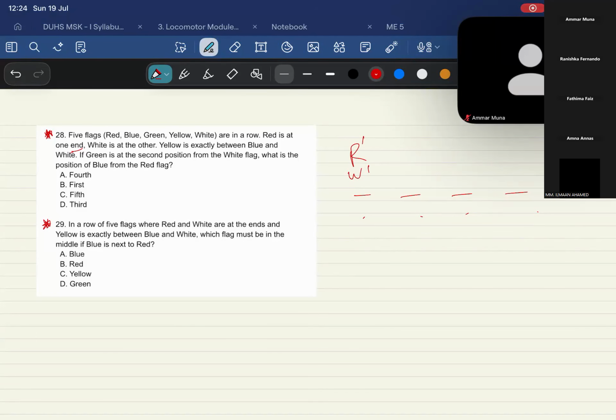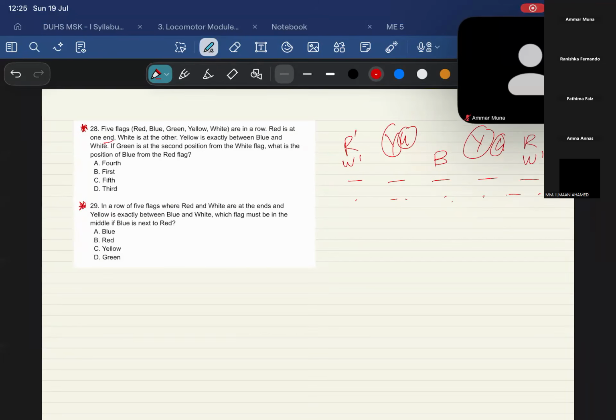So if yellow should be between blue and white, blue should be here. So yellow can be here. So green is at the second position from the white flag. So green could be either here or here. So this is how you should approach this sort of question, and then you will be able to get the answer. So I'll move on to our next question because we couldn't get a proper answer.